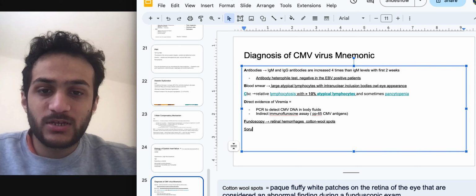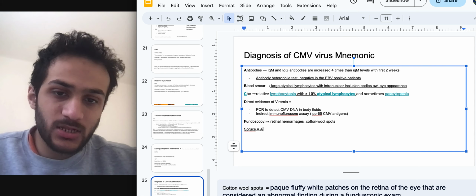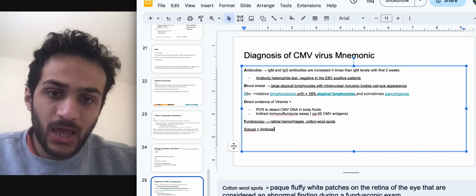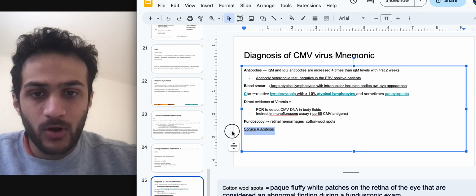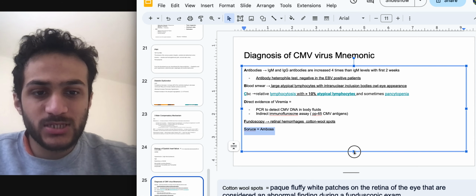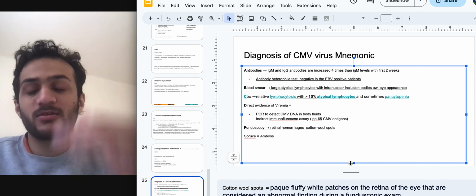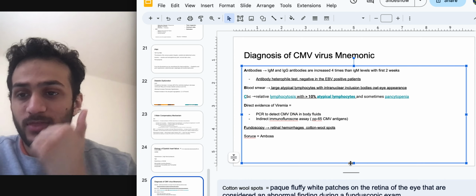I've taken all this information from AMBOSS and obviously referred a little bit to the USMLE books, but the mnemonic is mine. I did make the mnemonic myself. The mnemonic for diagnosing the CMV, whenever we get this, is going to be a 3-step criteria. We're going to start off with antibodies.